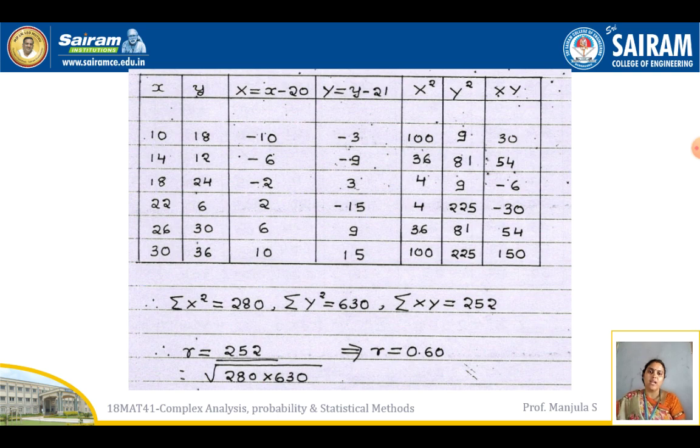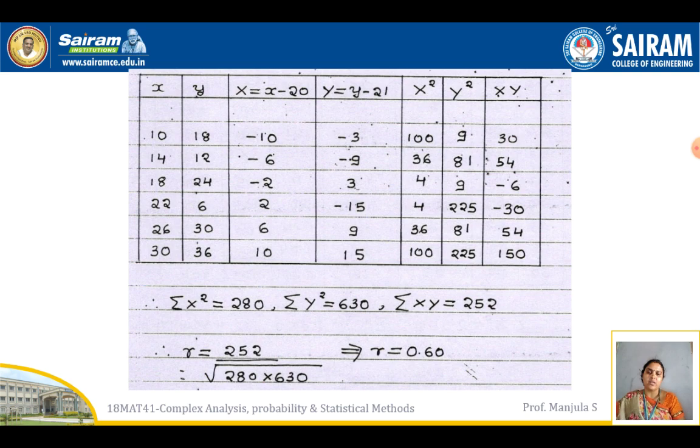So once you get capital X and capital Y, easily we can find out x square, y square and xy. These values we can find out with the help of a calculator. You just observe the formula: R equals summation of xy divided by square root of summation of x square into summation of y square. So three summation values we have to find out: summation of x square is 280, summation of y square is 630, summation of xy is 252. These values you just substitute in the formula.